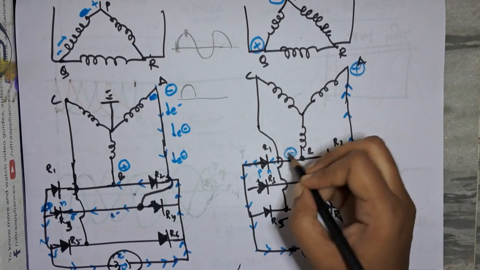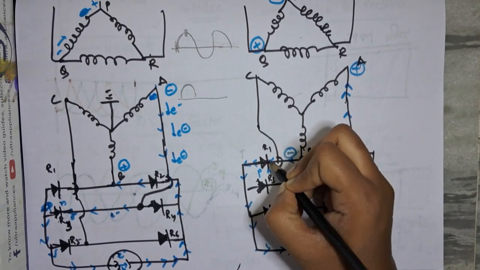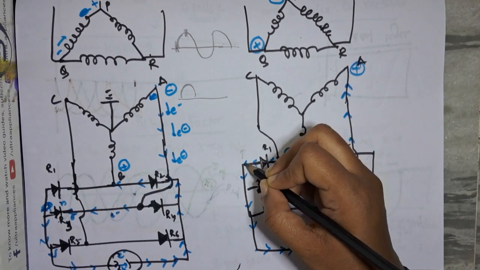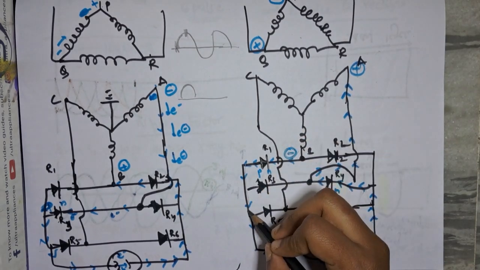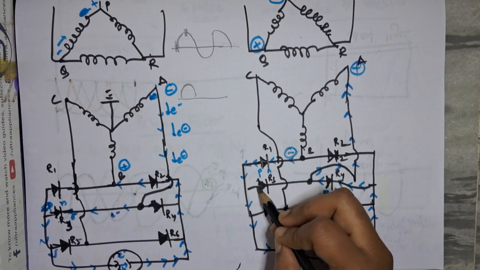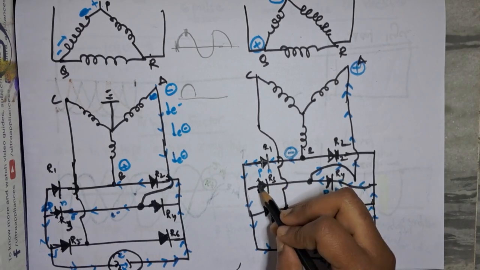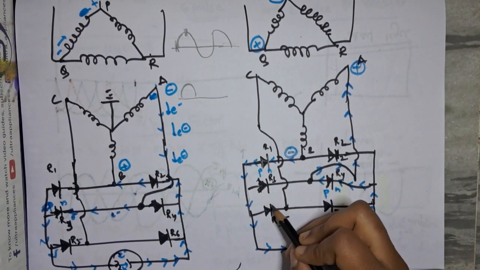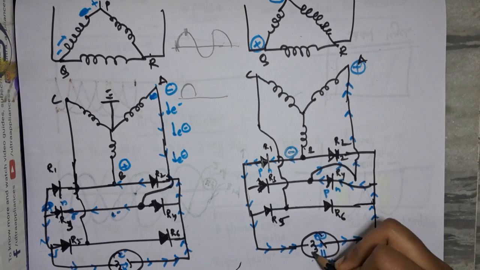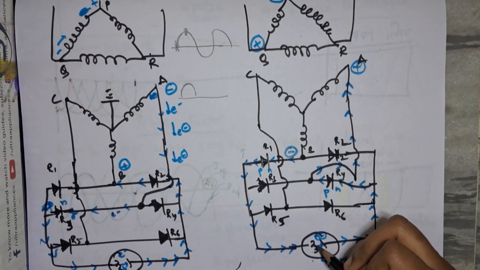So this will be negative. From negative, the electrons will pass through R1, because from N to P the electrons can flow. So the electrons will flow like this. Now the electrons cannot flow through R3 from P to N, so they cannot flow like this. The electrons cannot flow in R5 also, so they will reach the cathode. From the cathode the filament gets heated and electrons are emitted, and they travel towards the anode.